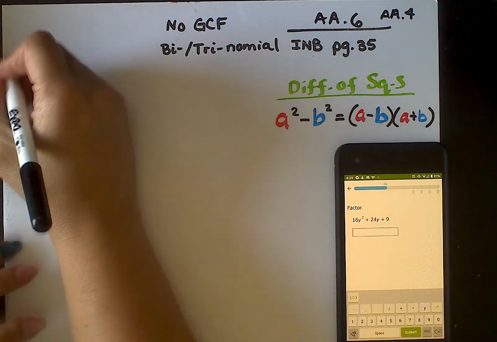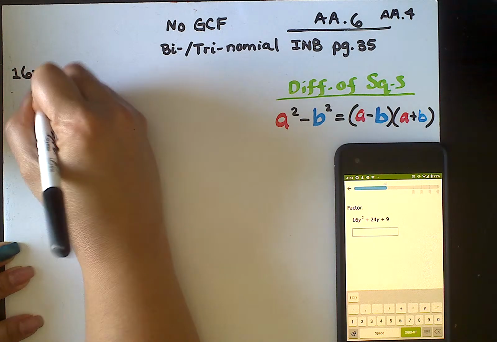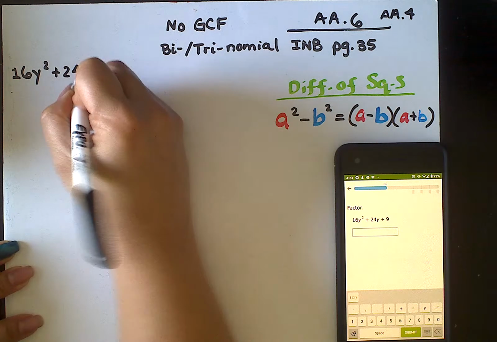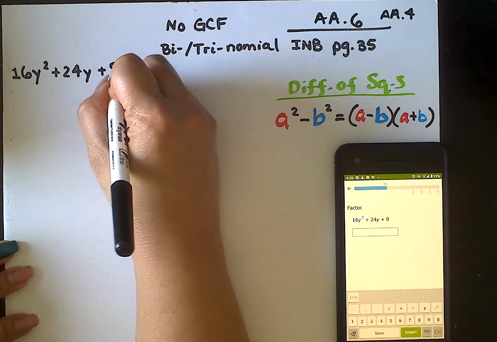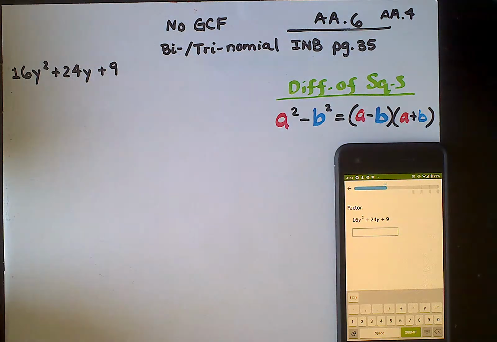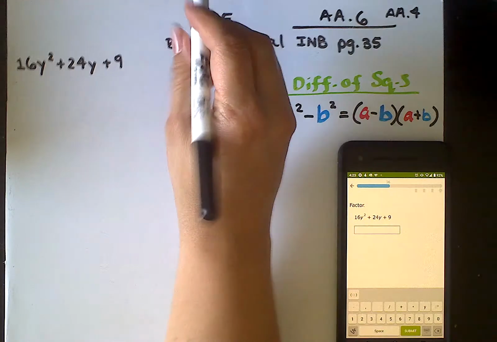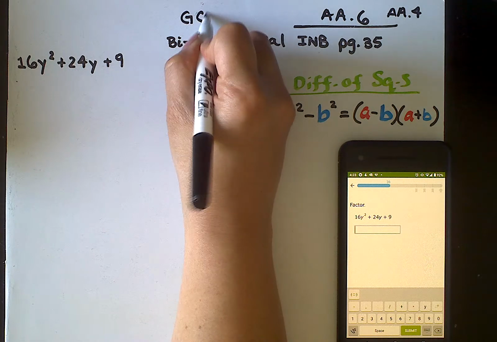Well, I guess so. We're starting to get a little bit harder here. So I have 16y squared plus 24y plus 9. Now, first thing is I'm going to check for a GCF. All right. So I'm going to scooch that one over. Always check for your GCF.